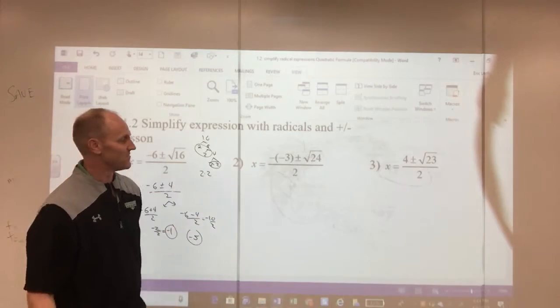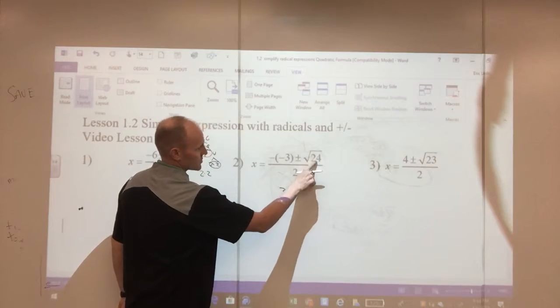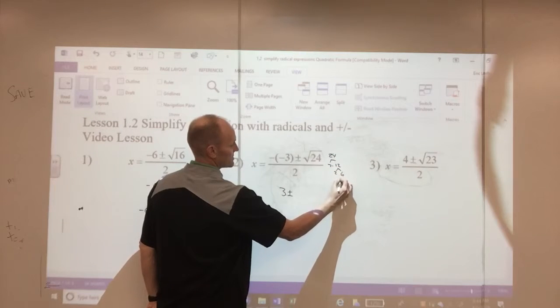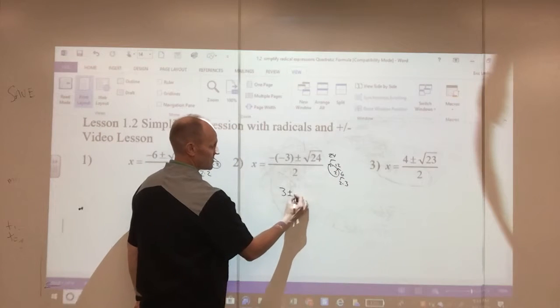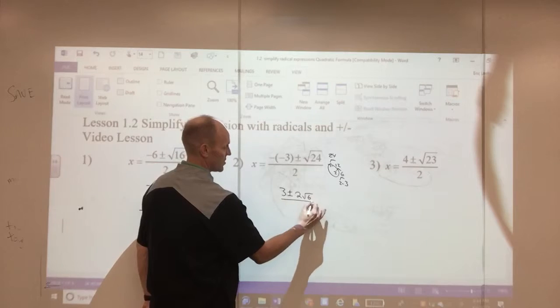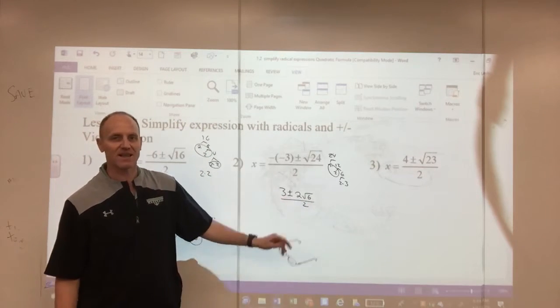Let's look at this next one. The opposite of negative 3 is 3. Square root of 24 would be 2 times 12, 2 times 6, 2 times 3. So we can circle a pair of 2's, and this will end up being 2, and we'll have a 2 and 3 left, square root of 6 over 2. This is a situation now where we cannot add these terms, because they're not like terms.